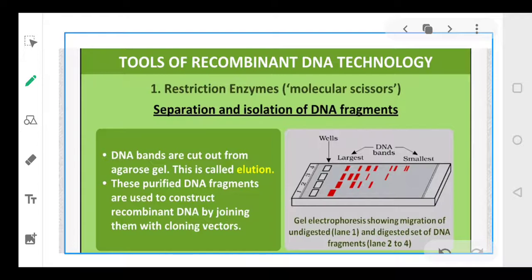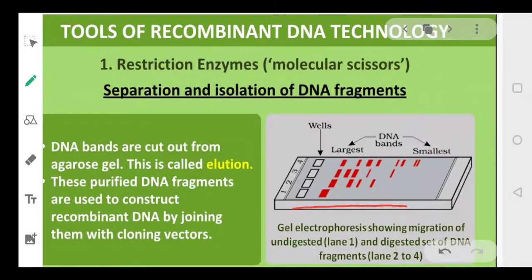So the DNA fragments will separate, as you can see here, like I was talking about. During this technique, which is called gel electrophoresis, the DNA fragments separate out. The largest stay on the top and the smallest move a greater distance. They move further, right? So these kinds of bands will be obtained.